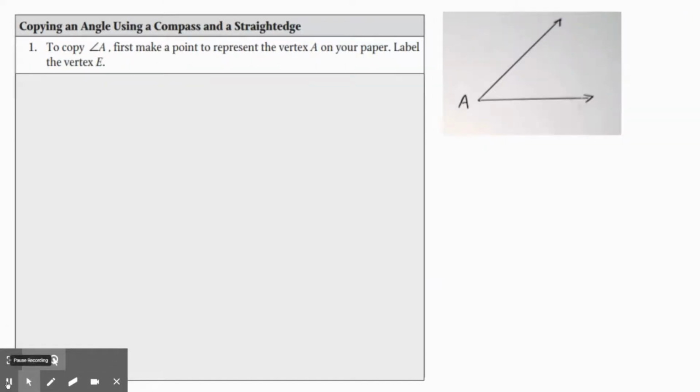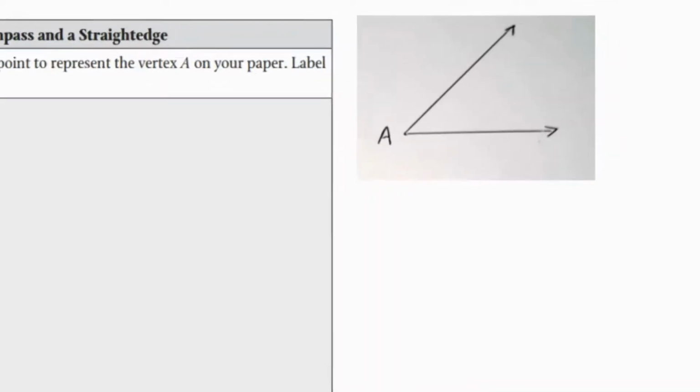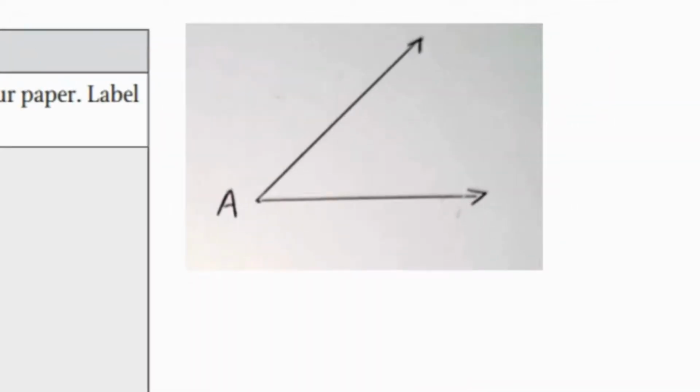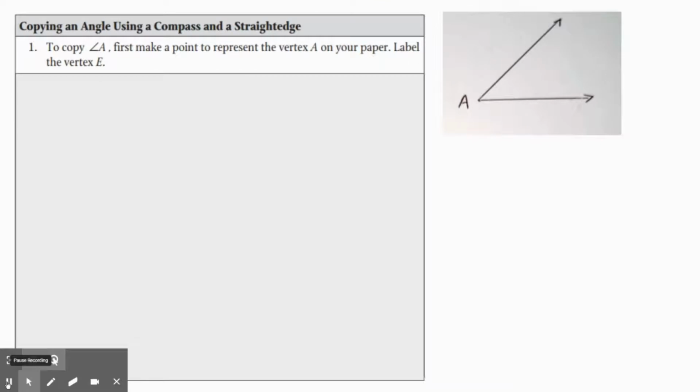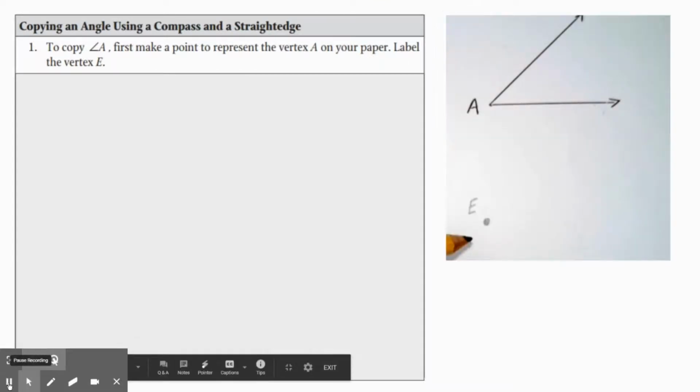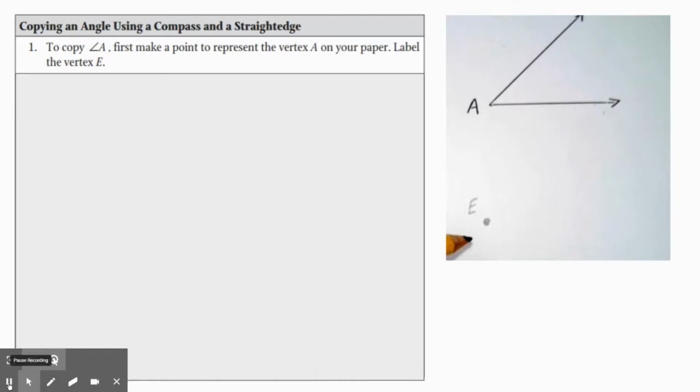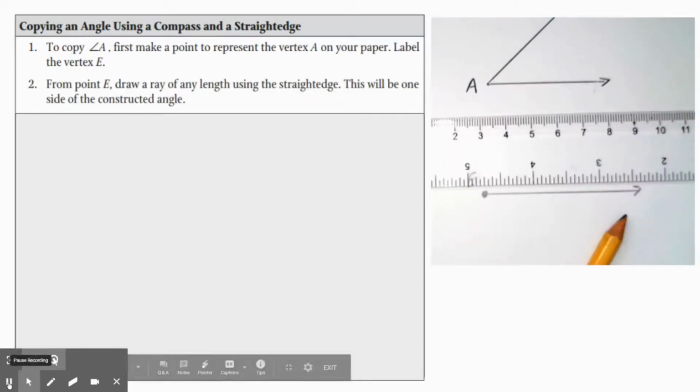Now we're going to copy an angle. In other words, I have angle A given right here. I want to construct an angle that's going to be congruent to angle A, and I'm going to do it right underneath. The first thing we're going to do is create a point, so I'm calling it point E. Next, I'm going to make a ray, and it does not have to be parallel, or pointing in the same direction. I just have it pointed in the same direction in this particular case, but you can draw a ray in any direction.